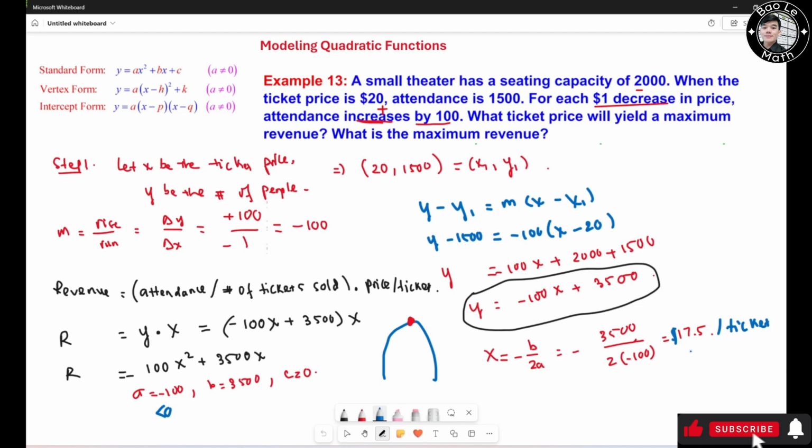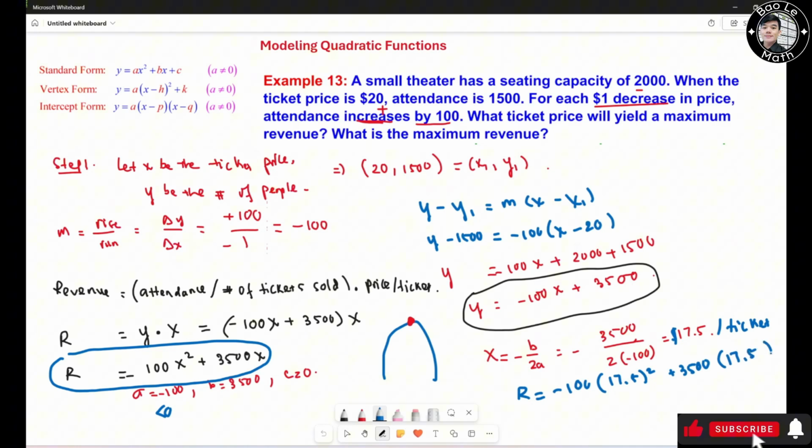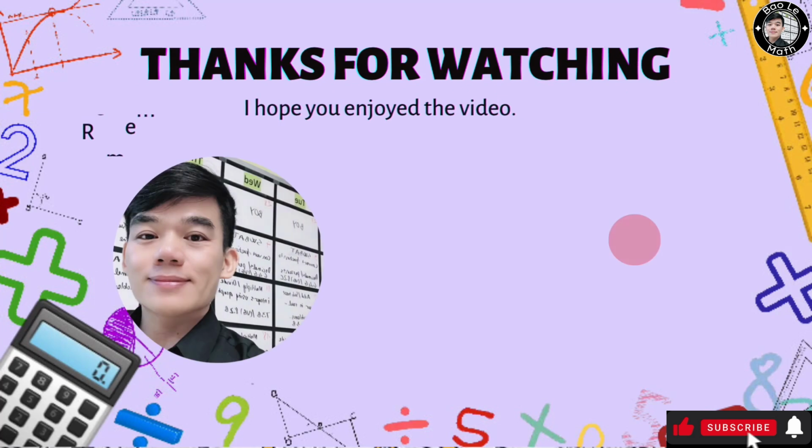And then they ask you what is the maximum revenue. So basically you just substitute 17.5 for s into this function right here. So you have revenue equals negative 100 times 17.5 squared plus 3500 times 17.5, right? And it turns out to be $30,625.